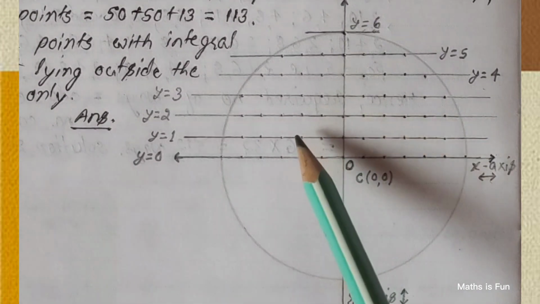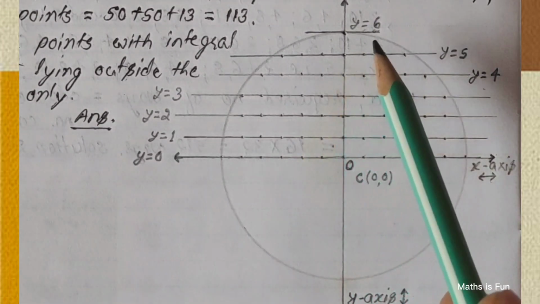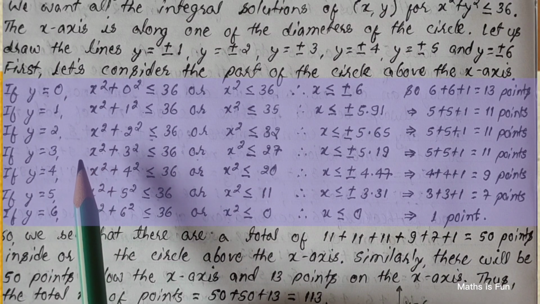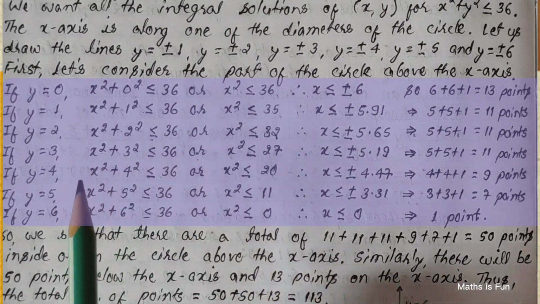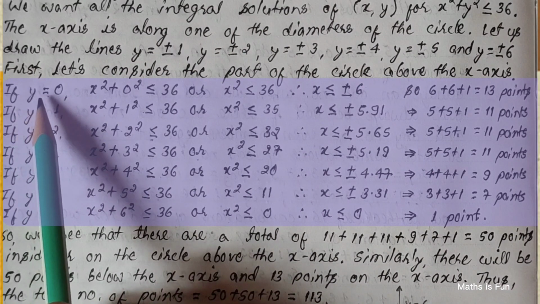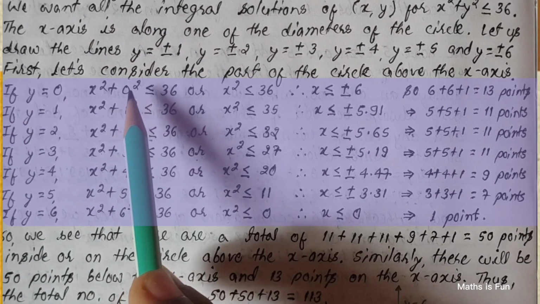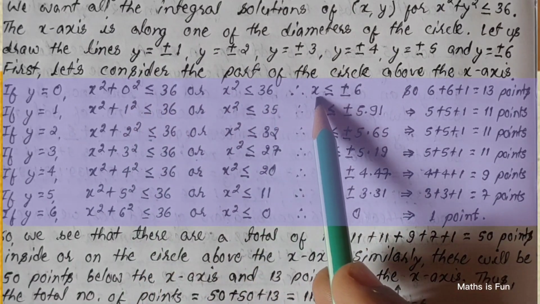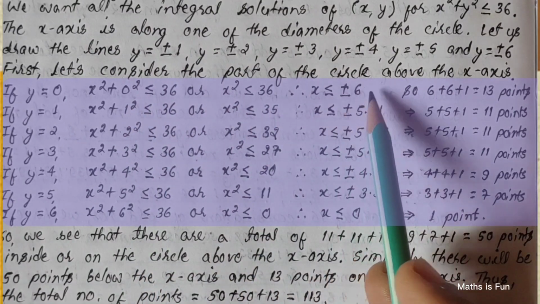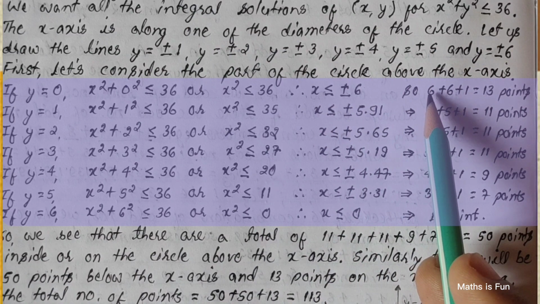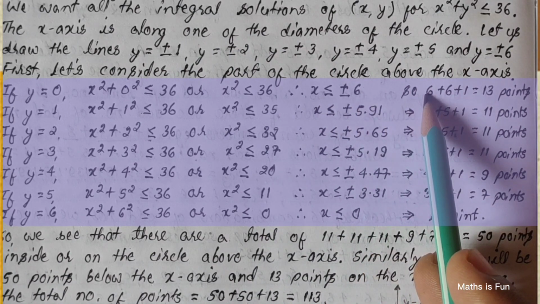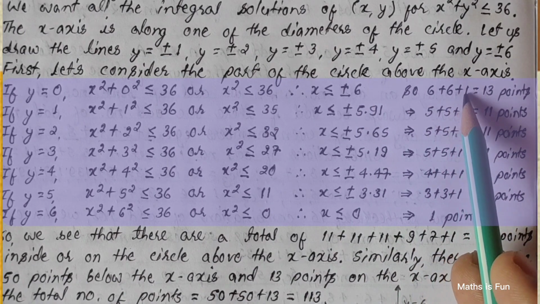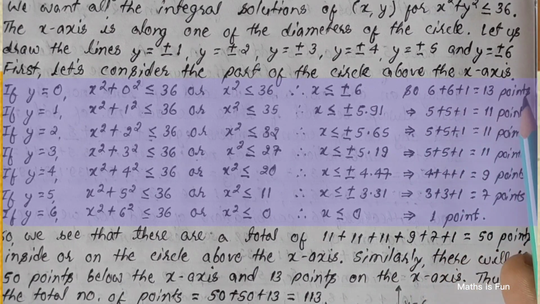So let us see all the points on each of these y lines. You'll see that we have worked with all the 6 y lines here, and we will see them step by step. So this y equals 0 is the diameter. If we put y equals 0 in our equation, then we'll get the value of x less than or equal to plus or minus 6. So on the diameter there are 6 integer points to the left of the center and 6 points to the right of the center and 1 point on the center, a total of 13 points.